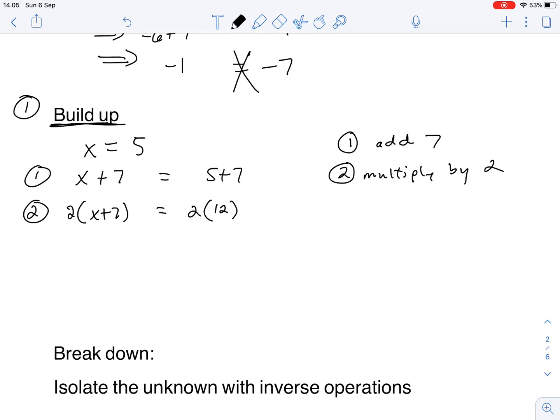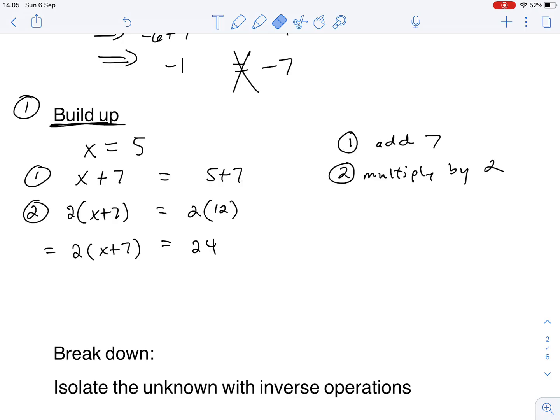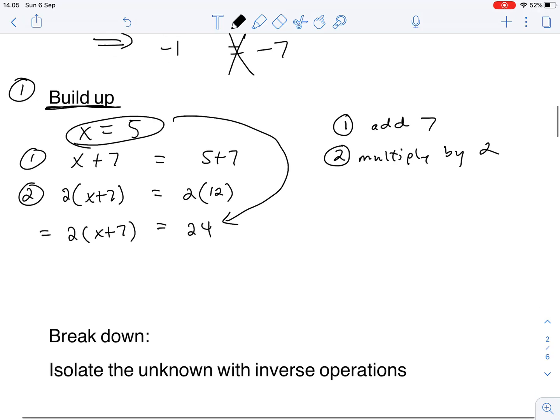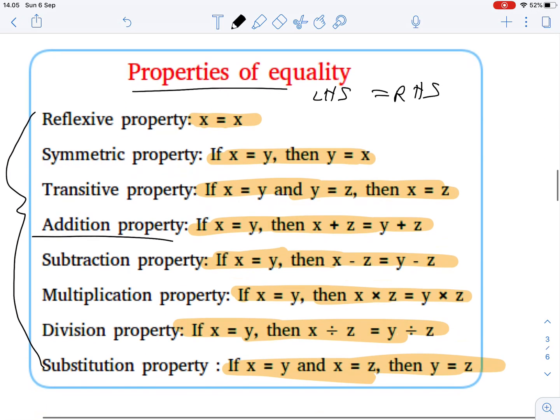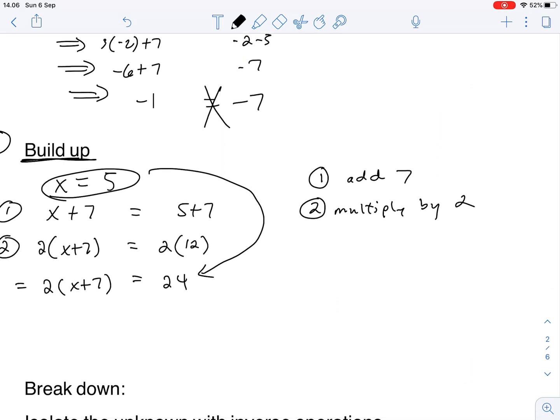So here I have my final equation: 2 times x plus 7 equals 24. Now, if you just had this equation, you would maneuver it to find what x equals. But because you saw the buildup, you know that x equals 5. Why do we know that? Because we used the properties of equality to continue building up this equation.